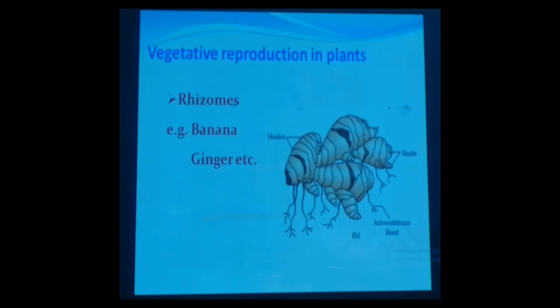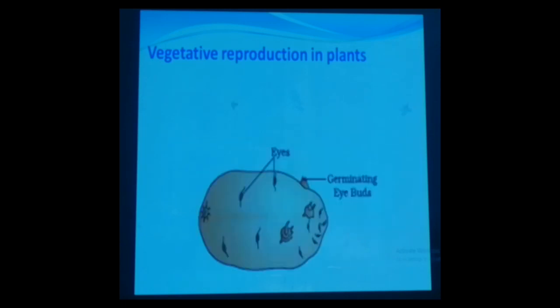You can see the rhizome formation. Rhizome is the term we use for a vegetative propagule. Here you can see the nodes in the ginger, and then there are adventitious roots found in this ginger, and small buds are found at the tip of these ginger branches, and it grows into a new individual. And this is also a vegetative mode of reproduction.